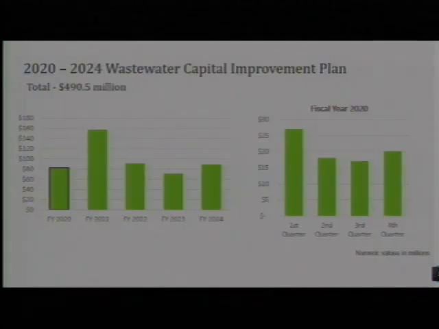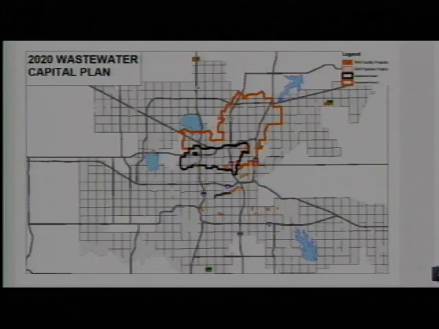So as you see, in fiscal year 2020, we're a little over $80 million for that total of $490 million over the next 5 years. And so as you see on the map visually, this is area 1 for our sewer assessment. And so we're wrapping that one up. We're about halfway through.